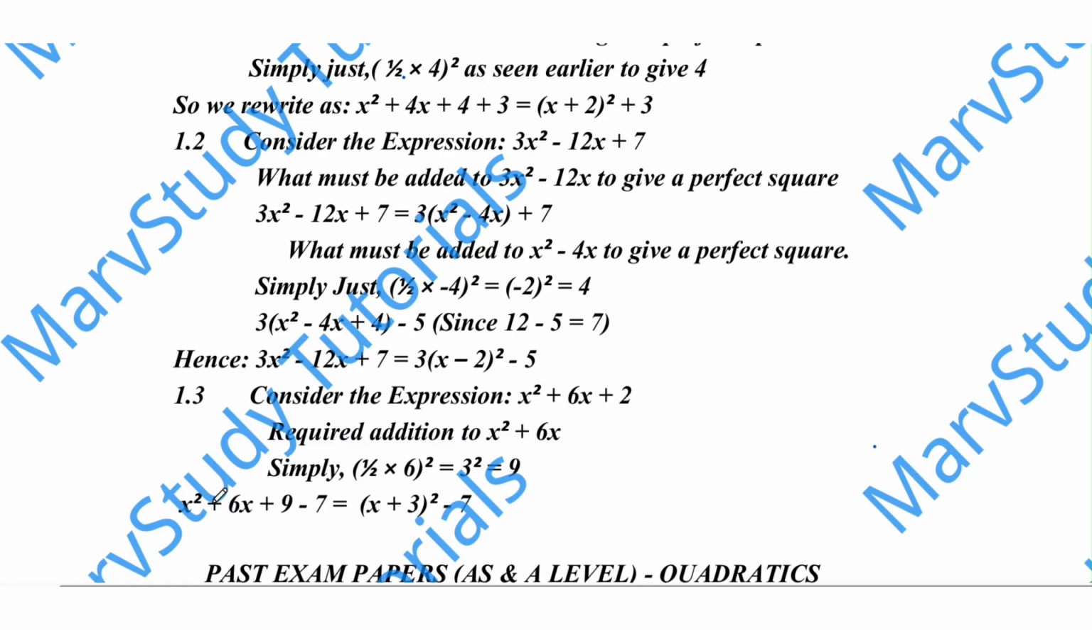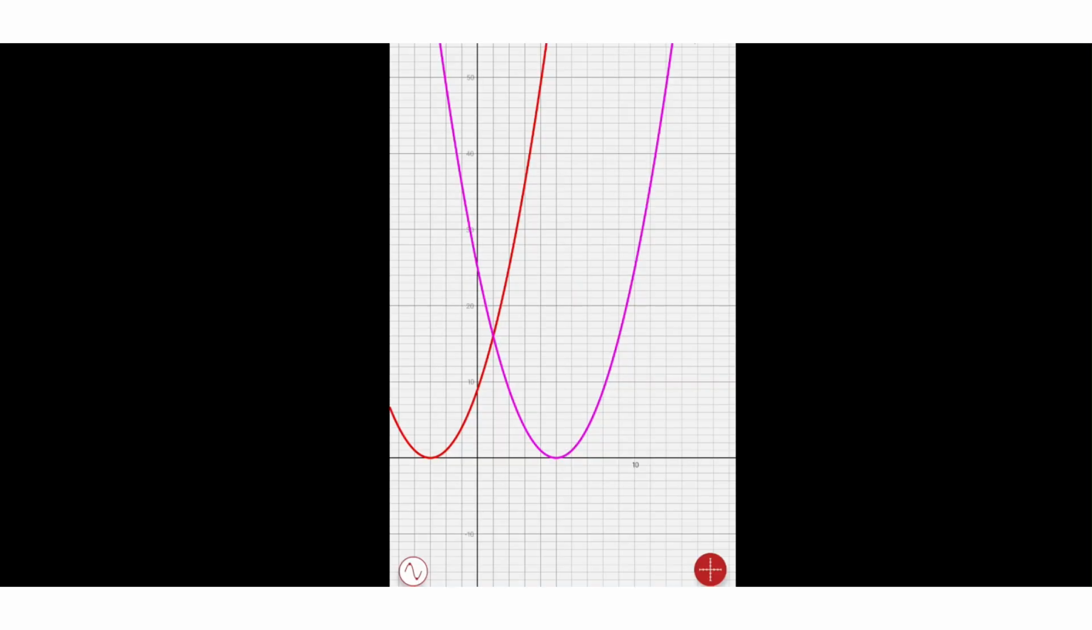x squared plus 6x plus 9 minus 7 is going to give us x squared plus 6x plus 2. You get it? Which is the expression that has been given to us. Retaining that, this is the answer: x plus 3 squared minus 7. That means we have expressed this function, x squared plus 6x plus 2, in terms of a completed square form. Nice.